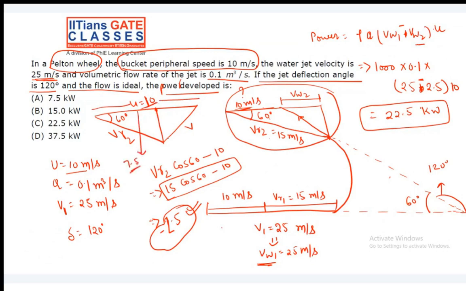Okay, so the absolute velocity, its component is in this direction, and this component is vw2. So the vw2 direction is this one, and the initial direction was also this one. So that is why here we need to use the minus sign. Got it, why we are using the minus sign here? Please tell me.